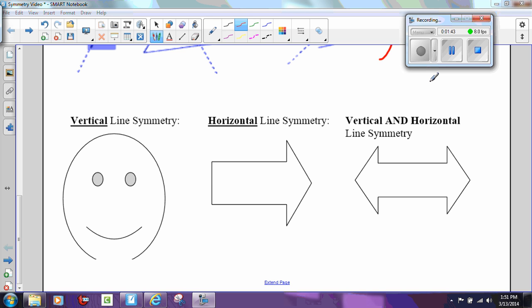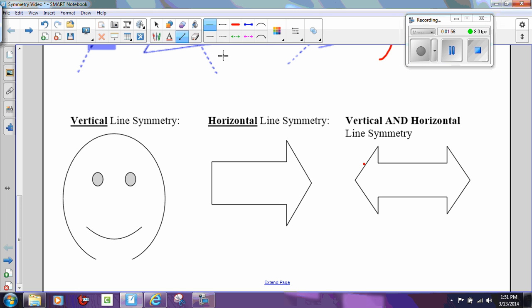Excellent. Now then, we have some specific types of line symmetry that we need to talk about. We say that a figure has what's called vertical line symmetry if you can draw a vertical line through the figure in such a way that the left side and the right side are mirror images of each other. So that green dotted line would be a vertical line indicating that this image does indeed have vertical line symmetry.